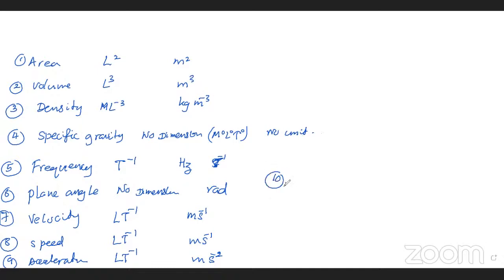Tenth one I'm writing here, linear momentum. Dimensional formula is MLT^-1. This is mass into velocity. So its unit you can write as kilogram meters per second, or you can write it as Newton second. We can have both, kilogram meters per second or Newton second.